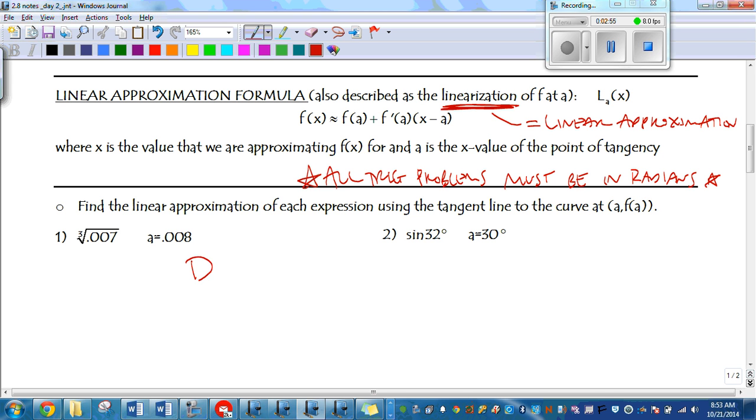So does anybody remember how we go from degrees to radians? One of those two, right? Either pi over 180 or 180 over pi. If we're trying to go from degrees to radians, we want the radian part on top, so we're going to multiply by pi over 180.